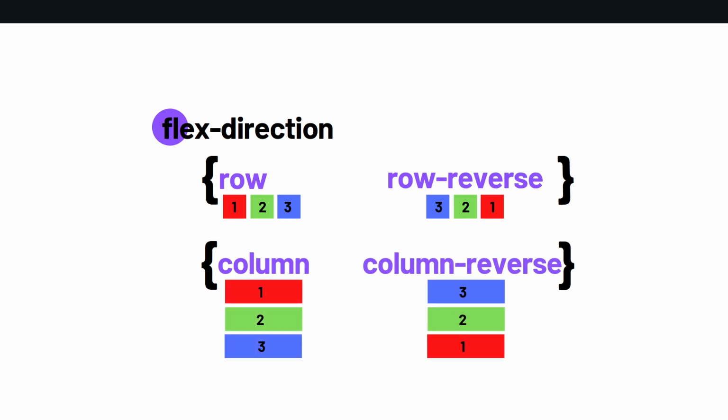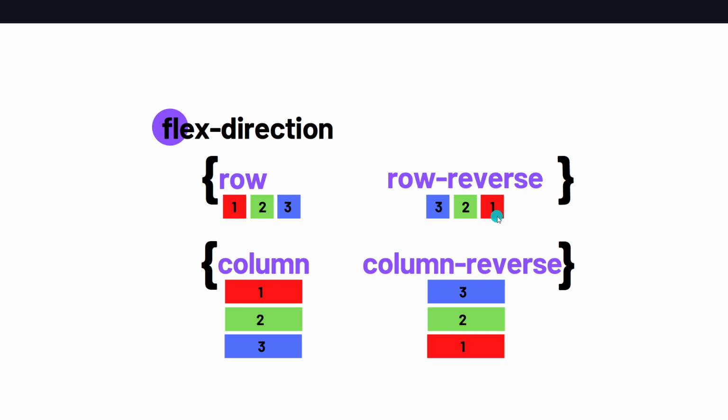We have learned that row is the default value for the flex direction, and whenever we use display flex, it does the same as it shows here. It will stack flex items side by side in a flex container. If we use the flex direction row-reverse value, it will reverse the elements inside the flex container.